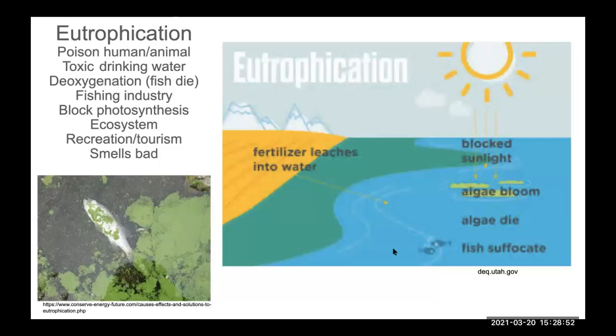It also poisons humans and animals. So anyone who drinks or plays in this water can be affected. It is toxic. It deoxygenates the ocean, so the fish die. This affects the fishing industry. So now people aren't able to eat fish regularly or catch fish regularly. So the fishing industry is losing money, as well as people who rely on fish as part of their diet. They're losing that nutrient. It blocks photosynthesis, which affects our ecosystem as well as the marine ecosystem.